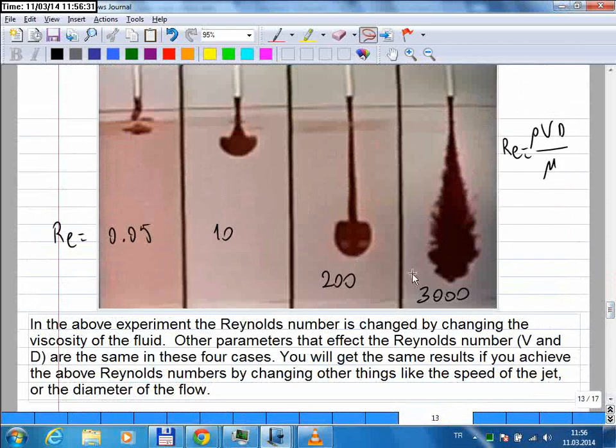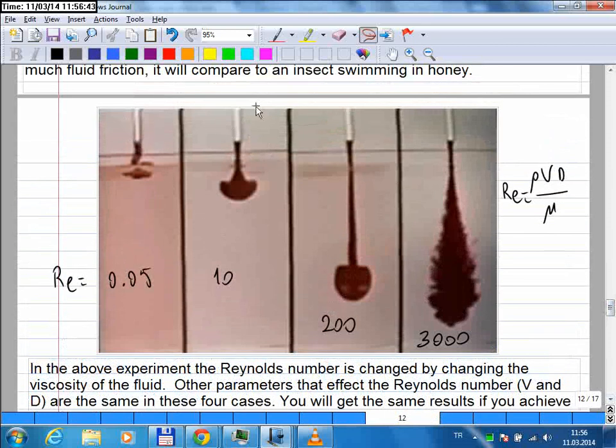So I have this video. It's a rather long video. I don't really want to show all of that, but I can post this on the lecture notes, so you can watch this later on. Here there are basically 4 experiments. In the first case, the Reynolds number is very low. So this is a complete laminar flow.